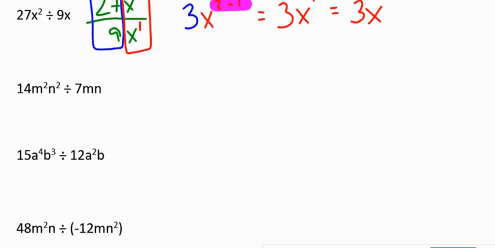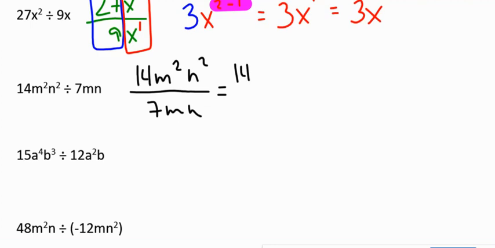Our next one here, I'm going to do the same thing. I'm going to rewrite this in fraction form. So I have 14m squared n squared over 7mn. I'm going to show you just another way that we can write this out in expanded form. So instead of writing m squared, that's really m times m, and n squared is really n times n, right? So it looks like more work, but it might be helpful when we keep going here down the sheet.